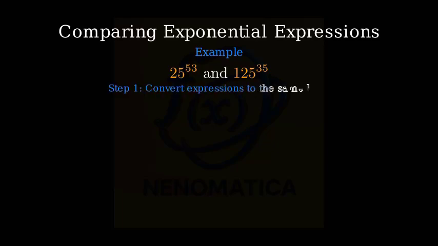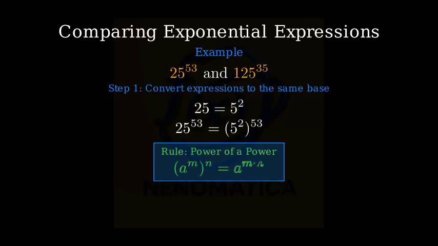First, let's rewrite 25. We know that 25 equals 5 squared. So, 25 to the power of 53 becomes 5 squared to the power of 53. Now, we can apply the power of a power rule. When we have a power raised to another power, we multiply the exponents. So, 5 squared to the power of 53 equals 5 to the power of 2 times 53, which is 5 to the power of 106.